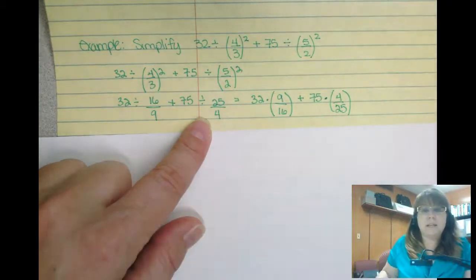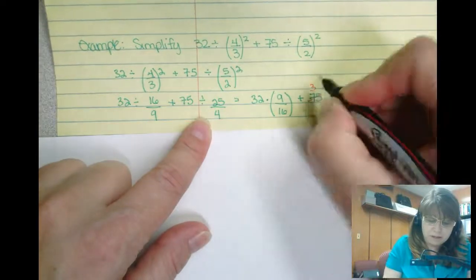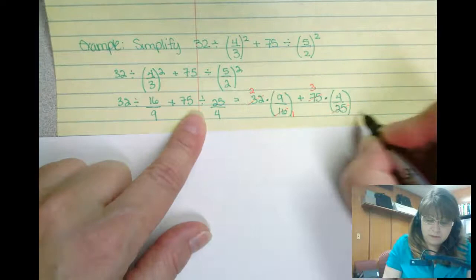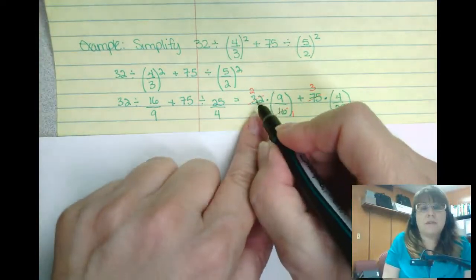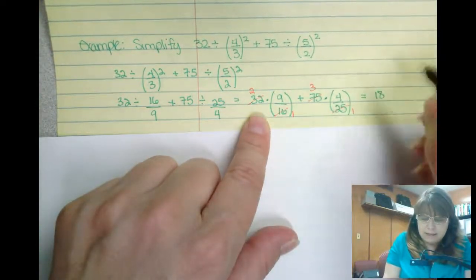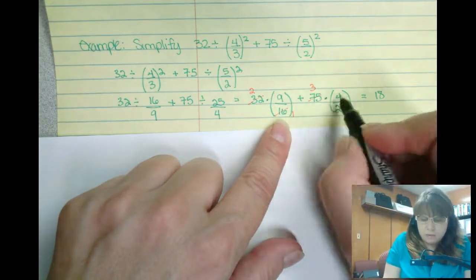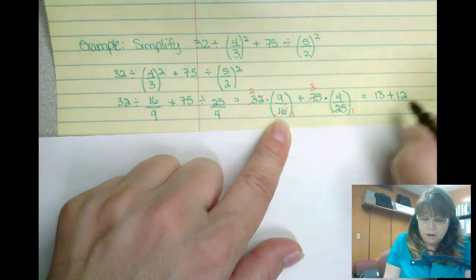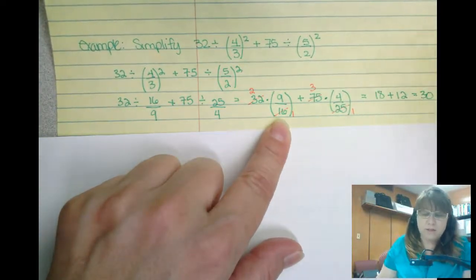Now can I reduce anything? I can. 25 goes into 75 3 times. 16 goes into 32 2 times. Now I have 2 times 9, 18, and 1 is just 1, so I'll leave it off. And then 3 times 4 is 12. Again, it's all over 1. So 18 plus 12 is 30.